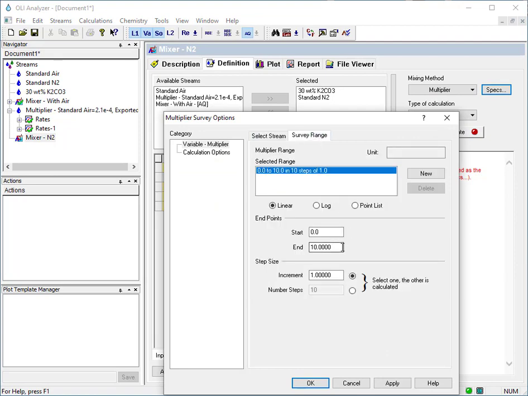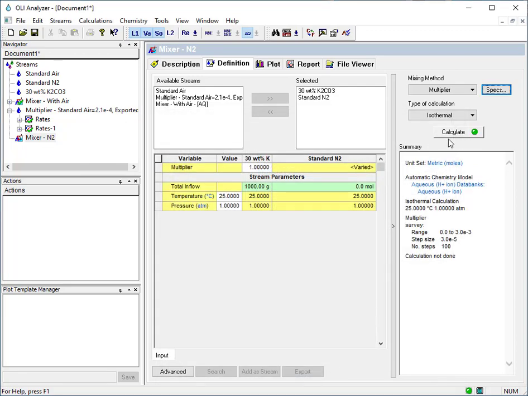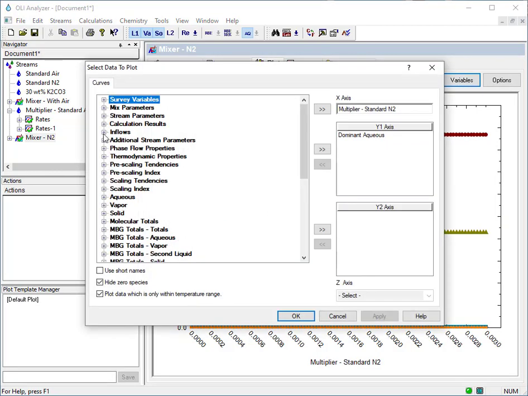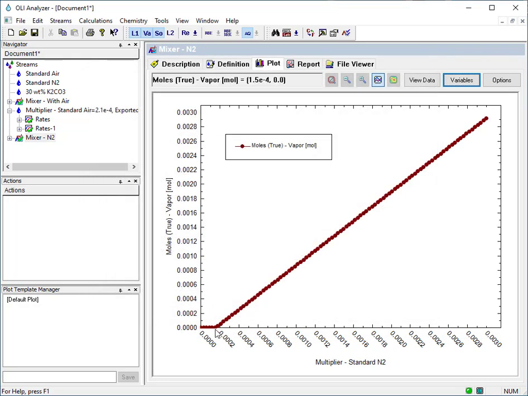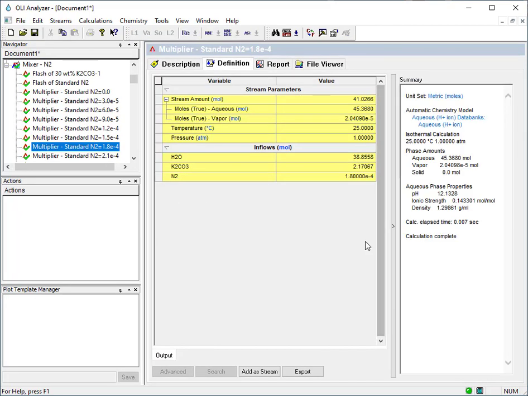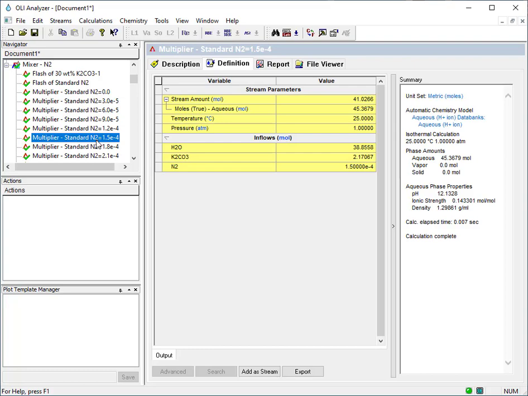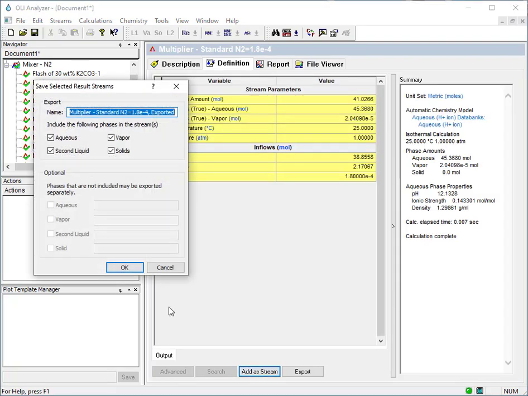Nitrogen. Same sort of range, 3 times 10 to the minus 3rd. We'll go in 100 units. We'll calculate it and see where the program broke through. Again, this is not helpful, so we'll get rid of the default plot. We'll go to phase flows, moles of true vapor, and you can see it breaks out pretty close down here at about 1.8 e to the minus 4th. This is the multiplier, so that's what I'm looking for here. And I have vapor there at 1.5. I have none. So I could take this point, add it as a stream.